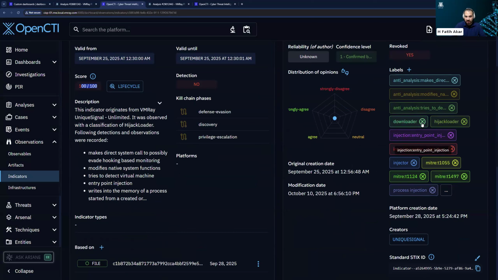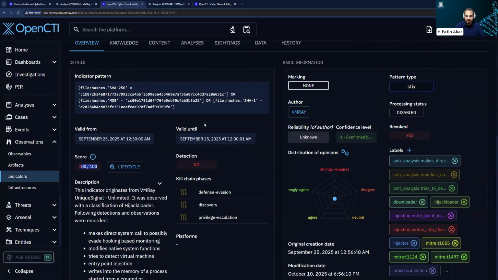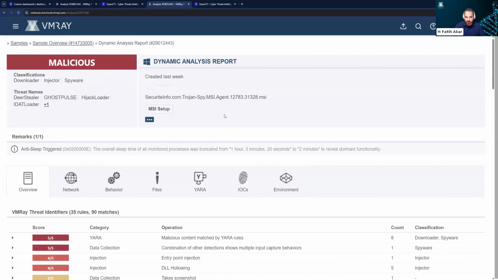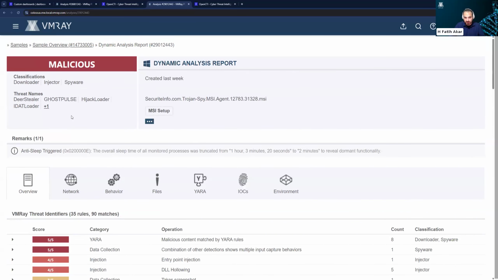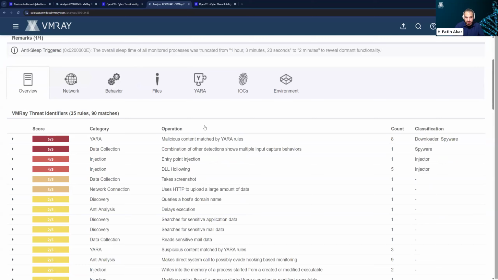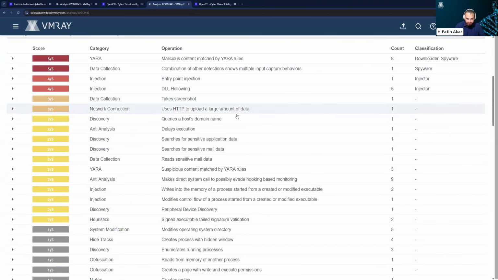And what are the other things that I need to know about this particular indicator? So it's not just saying, hey, this hash is malicious. There's a lot of story behind it. And going to another example in the VMRay platform, this time it's the Deer Stealer. It's again a stealer, again uses another Hijack Loader. They try to utilize a mix and match of these things.